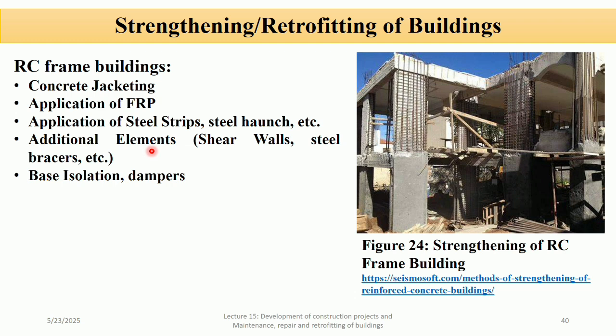Additional elements, so installing new structural elements like shear walls, vertical walls to resist lateral force, and steel braces, which are diagonal steel members to support the frame under lateral load. Base isolation, so installing a flexible bearing at the base of a building to separate it from ground motion during earthquake. And damper, it is a device installed in the building to absorb seismic energy and reduce vibration.